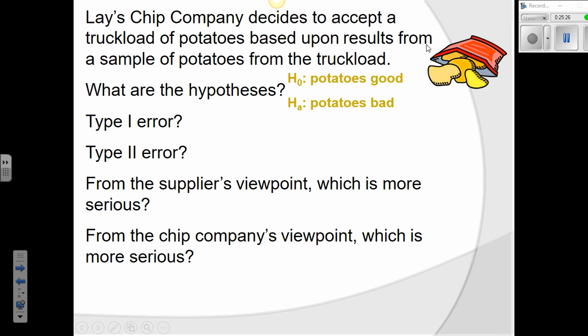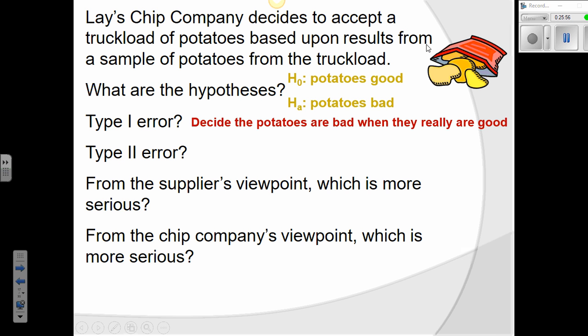Okay. So type 1 error. Let's think about this. Type 1 error is when you reject H0, but H0 is true. So the statement that the potatoes are good is true, but you reject it in favor of HA. So you say they are bad, but they are really good. You guys see? The potatoes are bad, but they're really good.